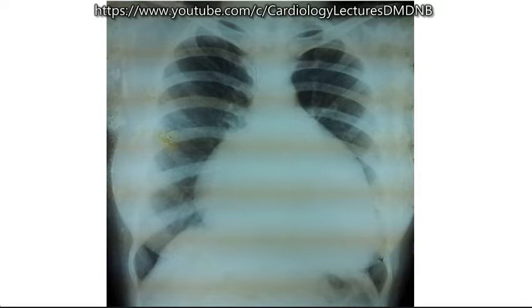Sir, this is a chest X-ray. The view is a PA view, sir. Coming to the cardiac shadow, sir, there is a cardiomegaly. Yes, significant cardiomegaly.